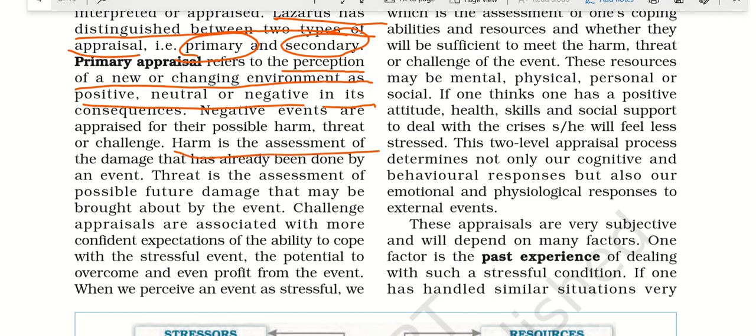Harm is the assessment of the damage that has already been done by an event. There can be a question asking you how you would define harm. Threat is the assessment of possible future damage that may be brought about by an event. You are threatened by a future damage which may happen and may not even happen. Challenge appraisals are associated with more confident expectations of the ability to cope with the stressful event.